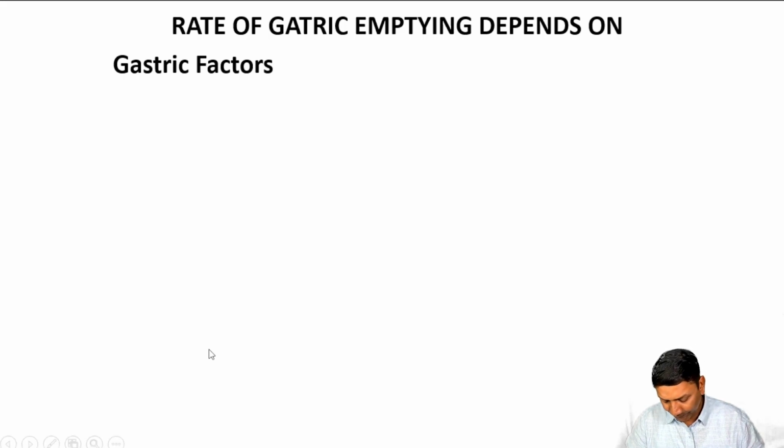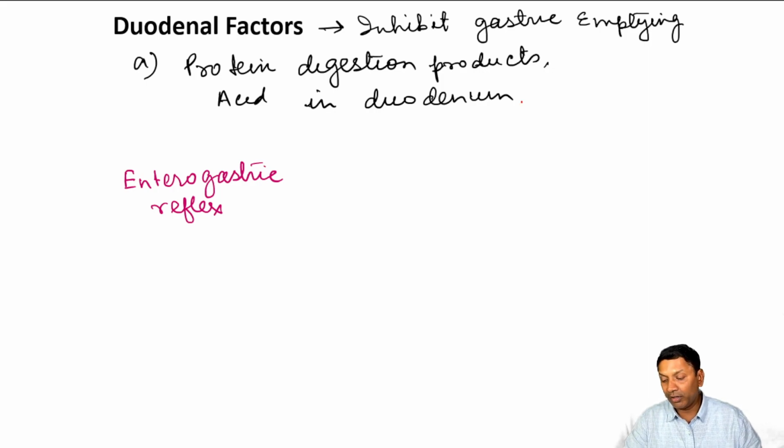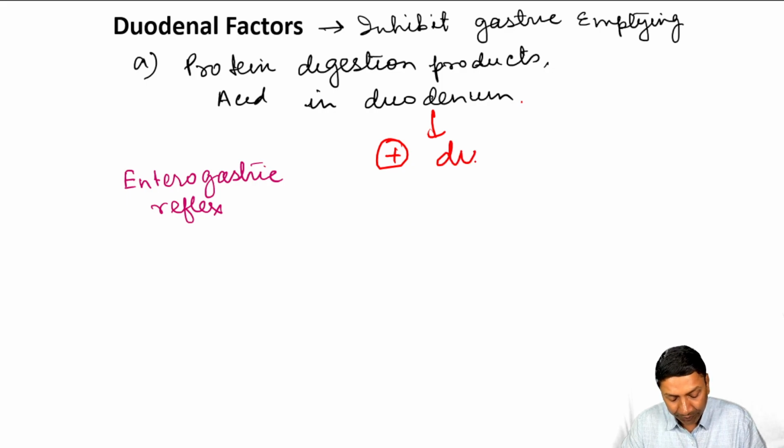Then what are the duodenal factors that affect the gastric emptying? Duodenal factors inhibit the gastric emptying. One duodenal factor is the protein digestion products in the duodenum and the acid in the duodenum, right? What they will do is stimulate the duodenal mucosa receptors.